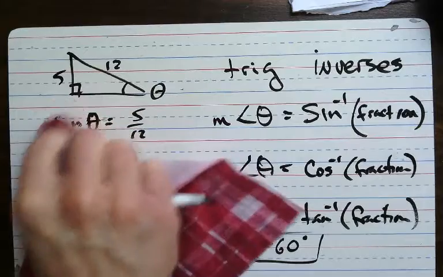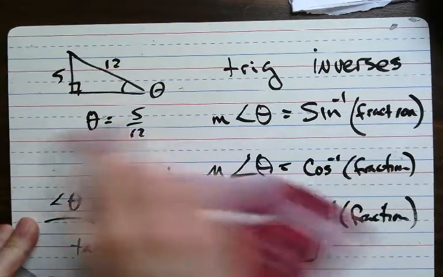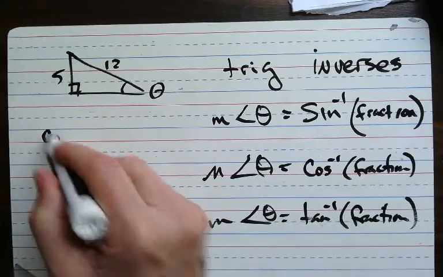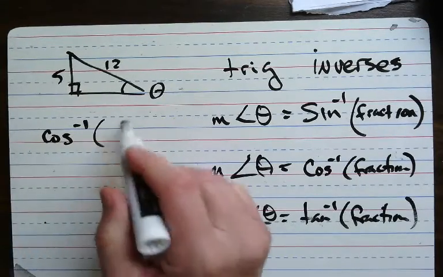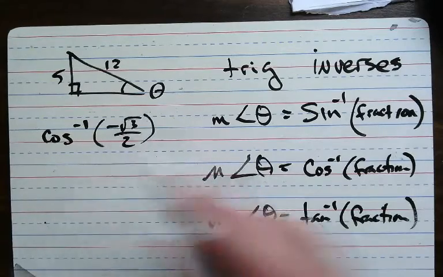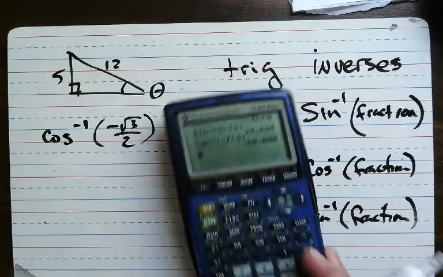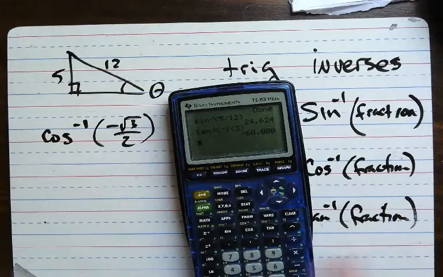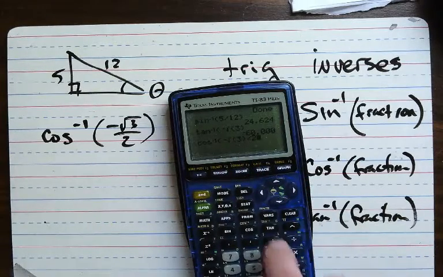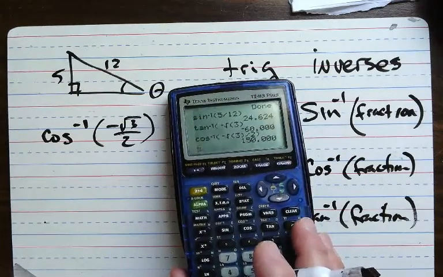Let's do a cosine one. Cosine inverse of, I don't know, let's do negative square root of 3 divided by 2. We can have all sorts of things like that, huh? Cosine inverse of negative square root of 3. Now you have to close your parentheses on the radical, divided by 2. Then close the parentheses on the cosine. Look at that, 150 degrees.